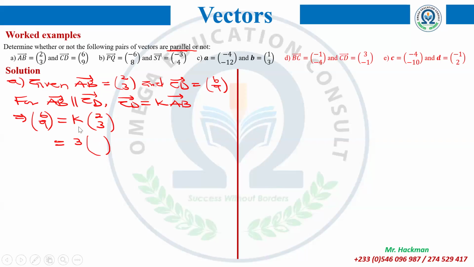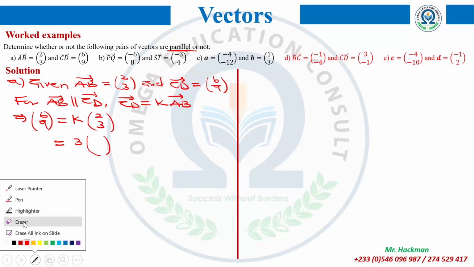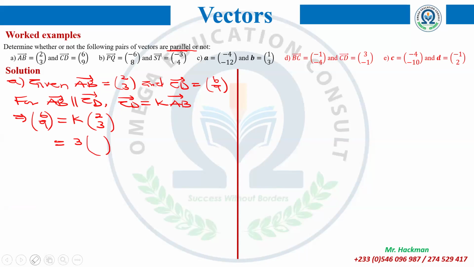So now let's see. Am I able to get a number that if I multiply it by 2, I will get 6, and I multiply that same number by 3, I will get 9? Obviously you will get this. So I now know my K. My K will be equal to 3. I can multiply this by 3 and get 6, this also by 3 and get 9. So that will give me 2, then 3 here.